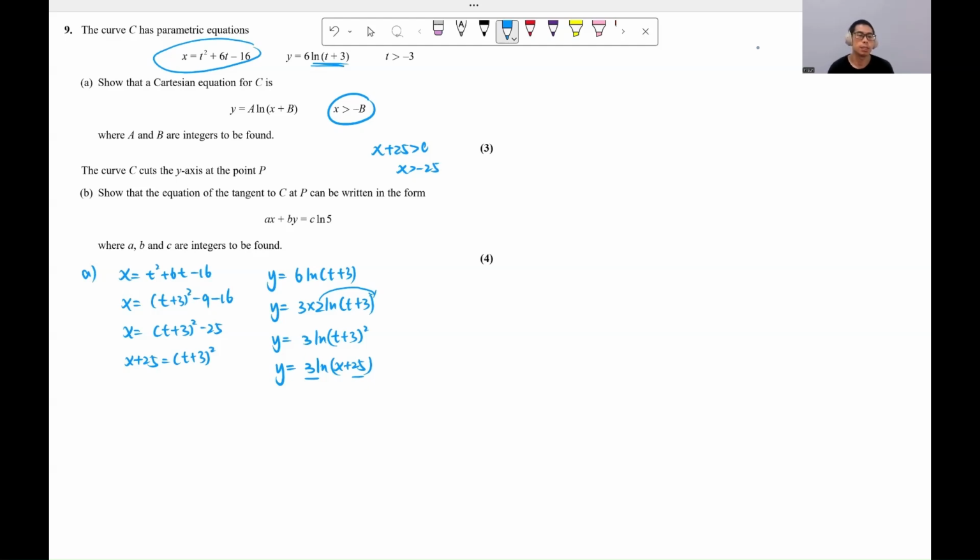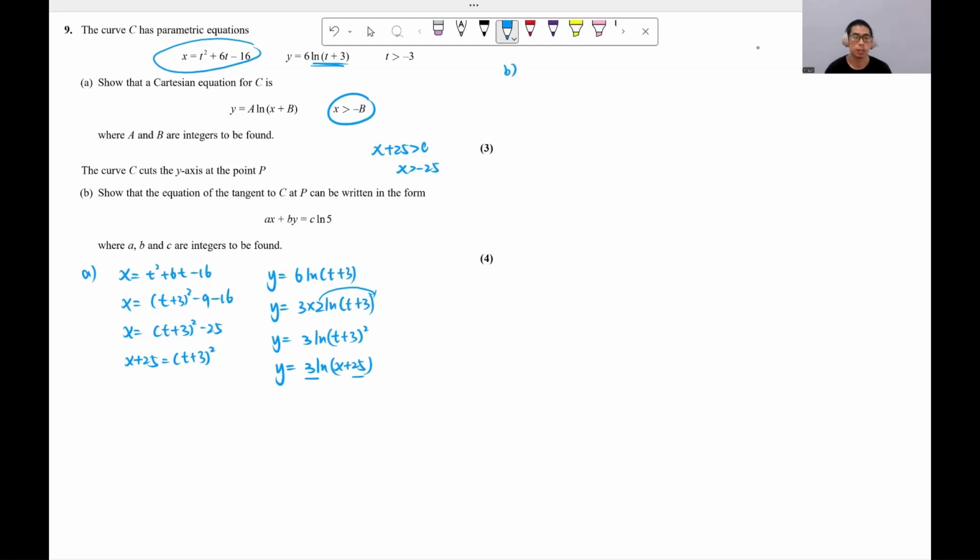And then part B. The curve C cuts the y-axis at point P. Show that the equation of the tangent to C at P can be written in the form ax plus by equal to c ln 5, where a, b, c are integers to be found. Okay, so let's find point P first.